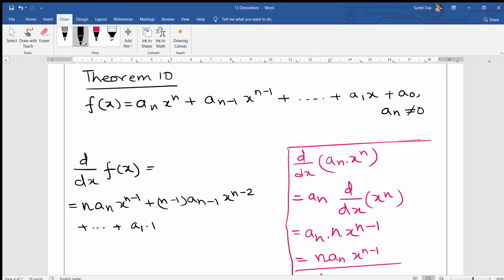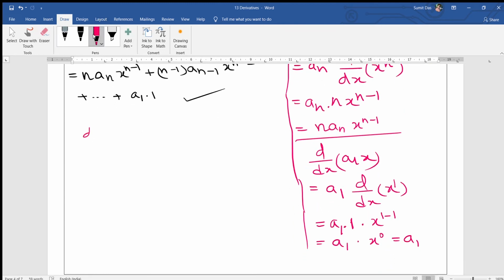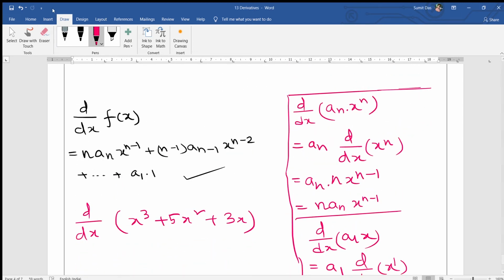Okay, so why I'm showing this theorem? You don't have to remember this, but suppose I'm asking you to do the derivative of x cube plus 5x square plus 3x. How will you do it? You will do the derivative of x cube plus the derivative of 5x square plus the derivative of 3x. To do so, we need the concept actually. We don't need the formula. We need the concept here only. Okay. So our formula and related things are completed.